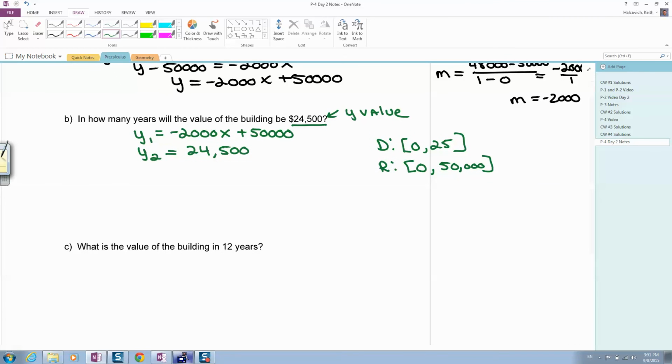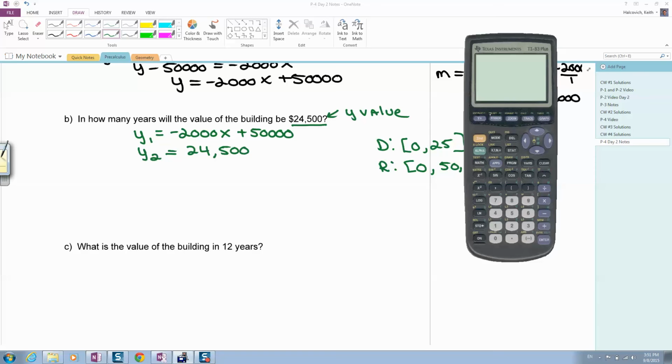So now we're ready to type it in the calculator. Hit Y equals after you turn it on. There you go. Hit Y equals. Let's clear that out. So you go negative 2,000x plus 50. Oops, didn't get that plus sign in there. Plus 50,000. And then y sub 2 is 24,500. Then we got to change our window. So it's 0 to 25.